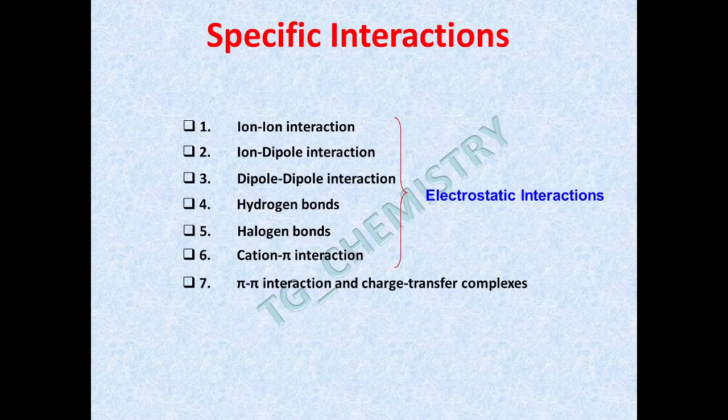There are several specific interactions which fall under the heading of electrostatic interactions, as you can see over here. I can read out those: ion-ion interaction, ion-dipole interaction, dipole-dipole interaction, hydrogen bonds, halogen bonds, cation-pi interaction, and also pi-pi and charge transfer complexes, which I will talk about as well, besides the electrostatic interactions.